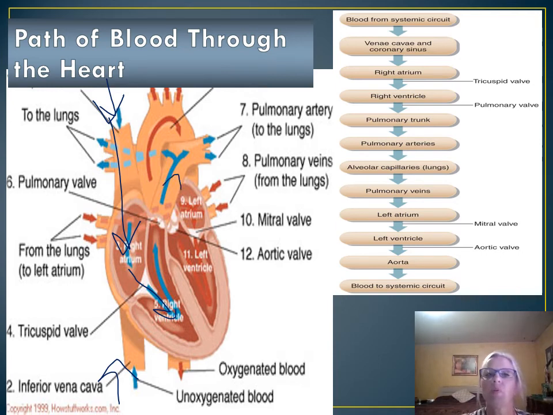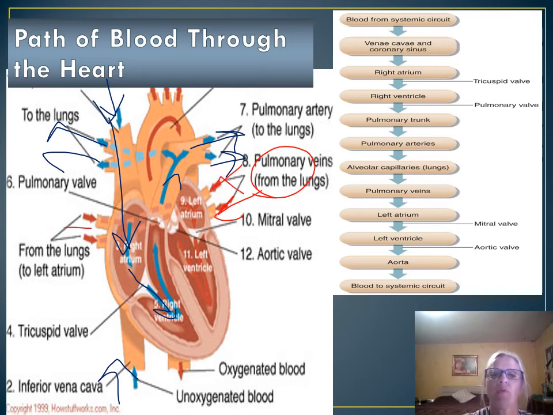into the pulmonary trunk. Then we're going to go on out the pulmonary arteries onto the lung. So we're going to go to each lung, and we're going to pick up some oxygen at the alveolar capillaries, and then we're going to come back oxygenated. And once we are oxygenated, we're going to come through the pulmonary veins here.